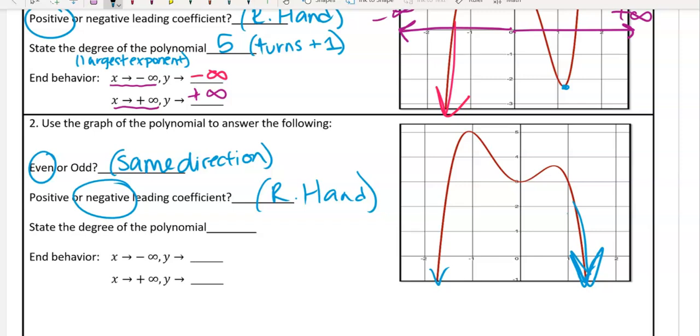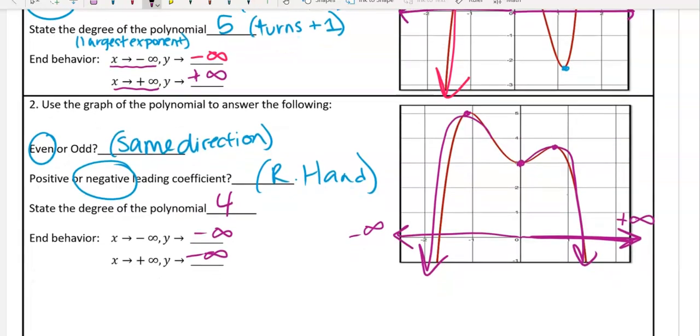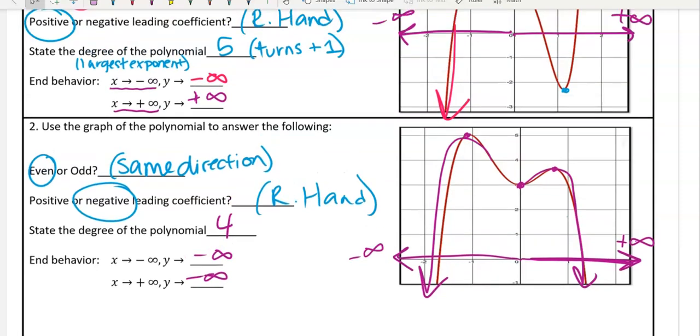As for the degree, we count the turns and we add 1. So there are 1, 2, 3 turns, add 1, so our degree is 4. The end behavior: as x approaches negative infinity, our graph is going down towards negative infinity. And as x approaches positive infinity, our graph is going down towards negative infinity. All right, good job here. And we'll move on to number 3.